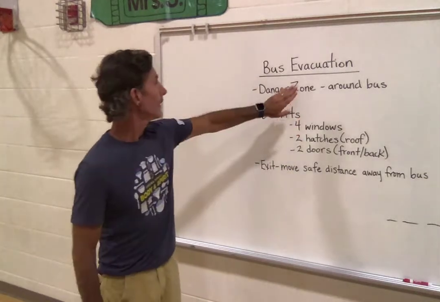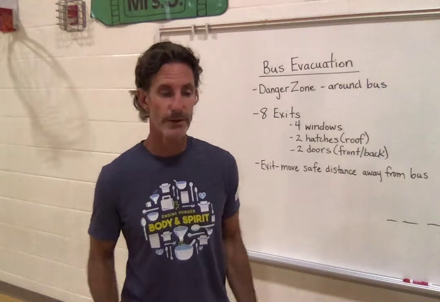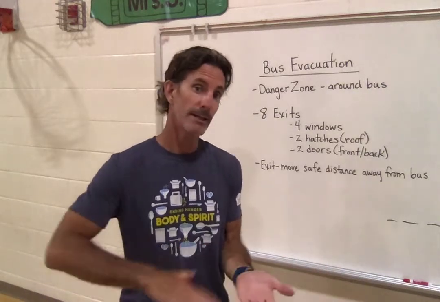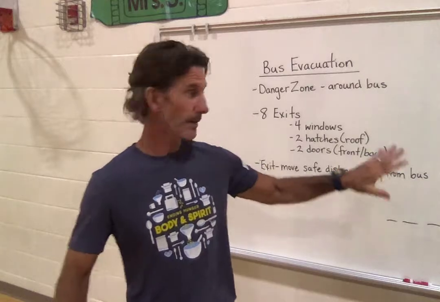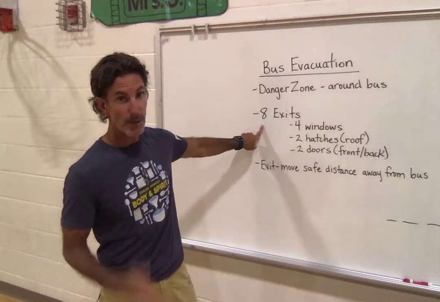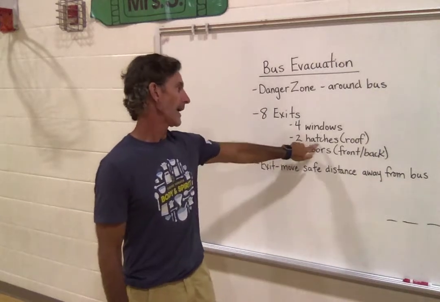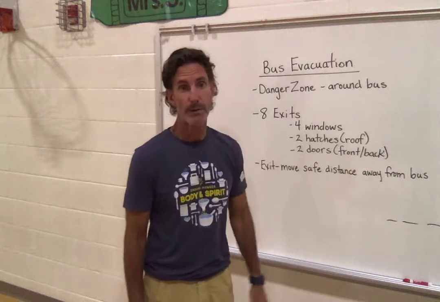Okay, so we talk about the danger zone around the bus. This is a big one. If you're at home, remote learners, make sure you talk about all the way around the bus. That is the area, and I'll show you in the diagram in just a second. We explain that in the bus that we're using, there are 8 different exits. There are 4 windows, 2 hatches on the roof, and 2 doors. There's a front door and a back door.